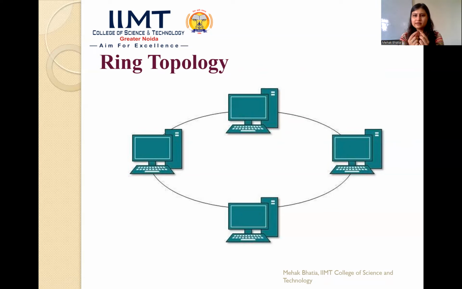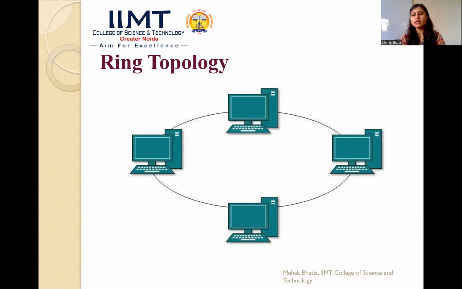In the bus topology, we saw that the arrangement of the devices was in linear format. The first and the last device were not connected to each other. Whereas in the ring topology, the first and the last device are also connected to each other.